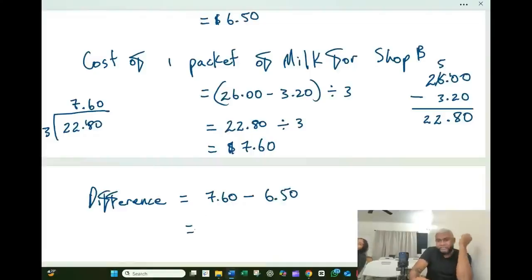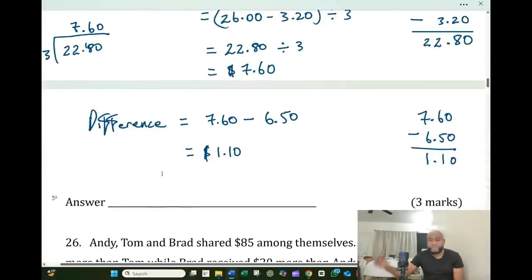Right? Where again there? Working column. 760 minus 650 would give me 0, 1. Bring down your point. Very good, Ashia. So 7 minus 6 would give me 1. So this will be $1.10 would be my difference. Put it in the designated area, please.